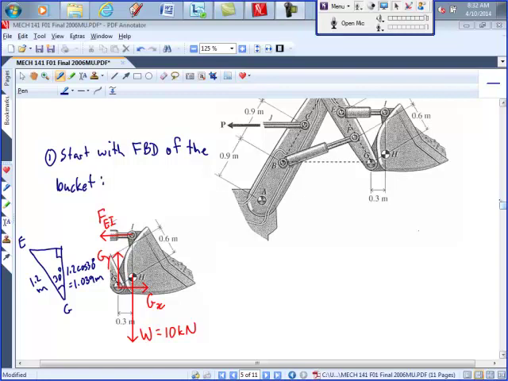All right, so we were partway through question number 3 on the 2006 final.